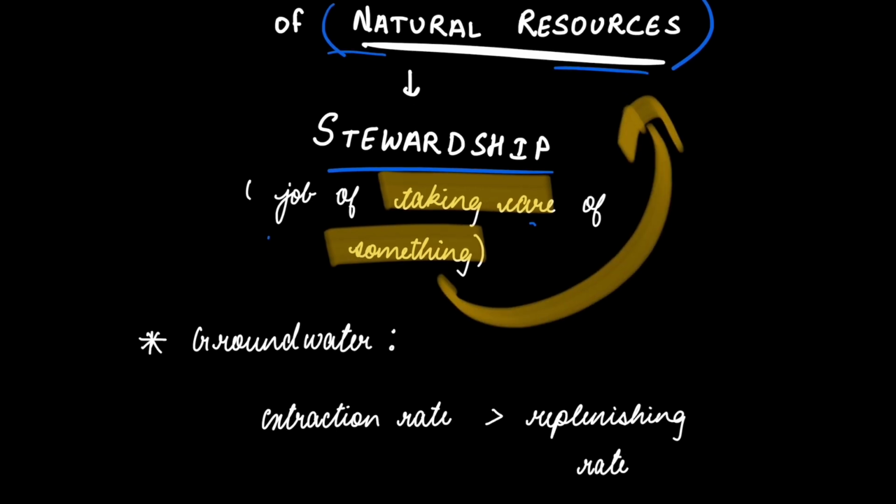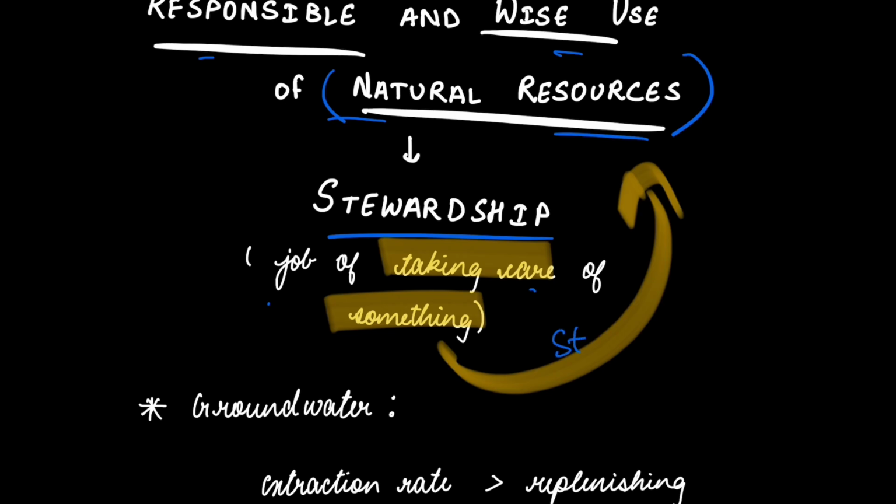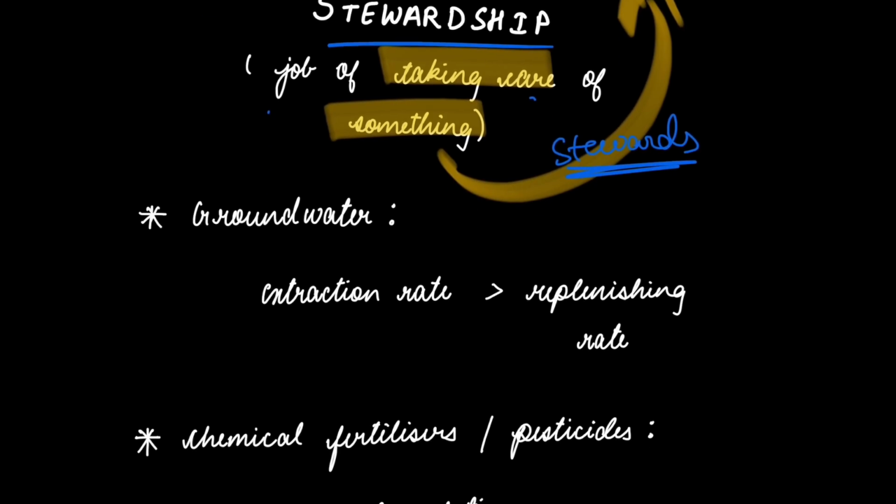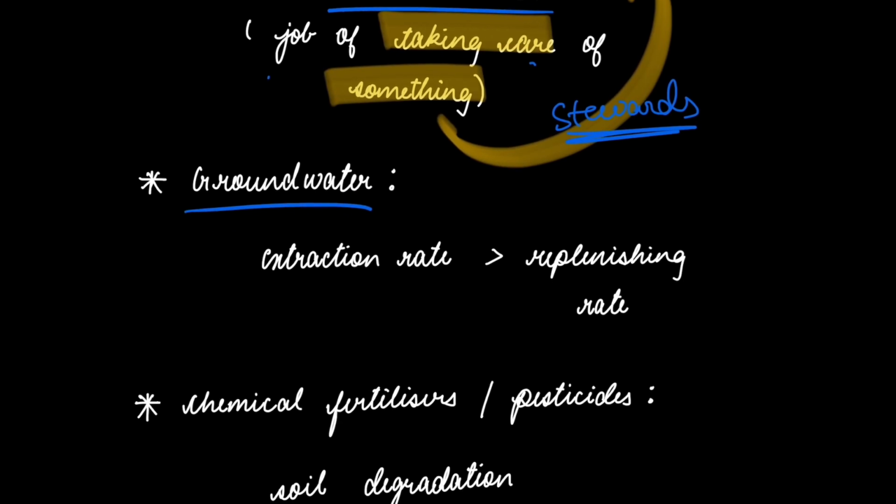So we have to act as stewards. Stewards are the ones who are taking care. It is our responsibility to take care of these natural resources, because they are given for our good. They are present for helping us in a way. So the first is about groundwater. NCERT has provided some examples for us.